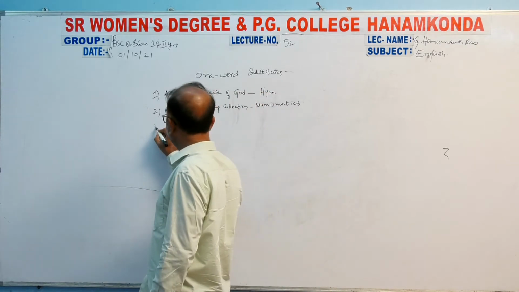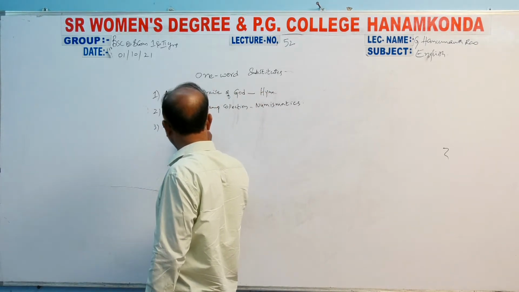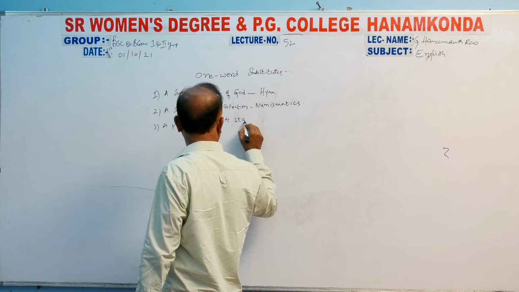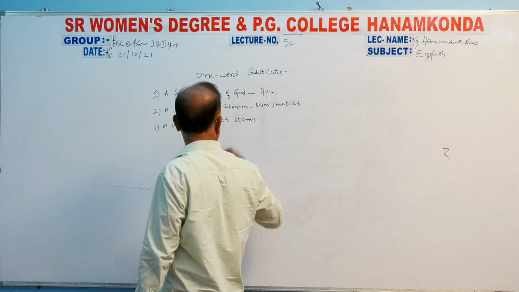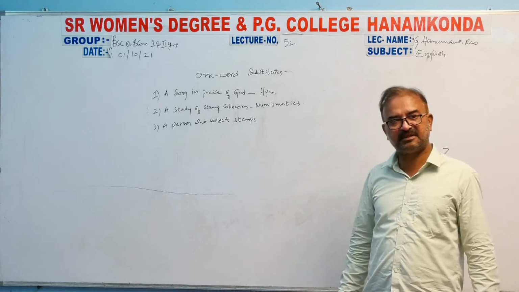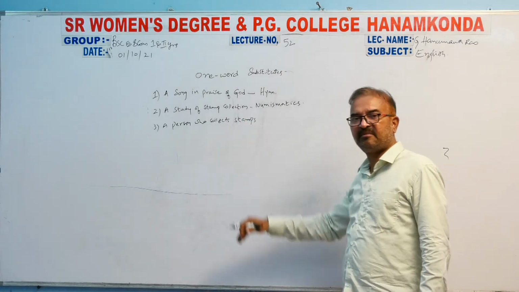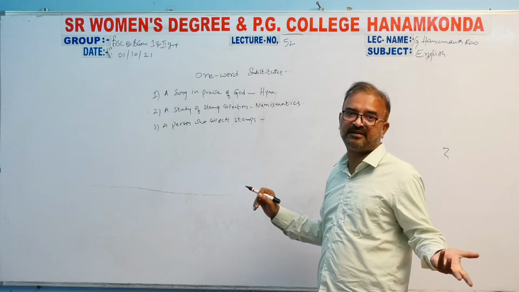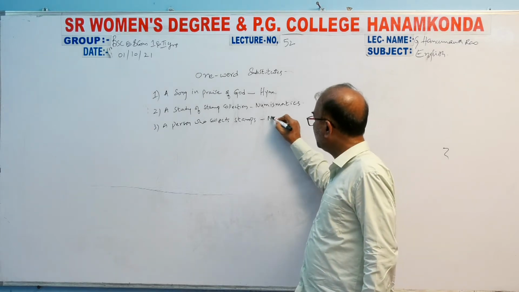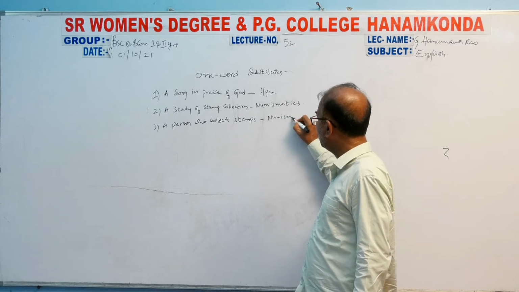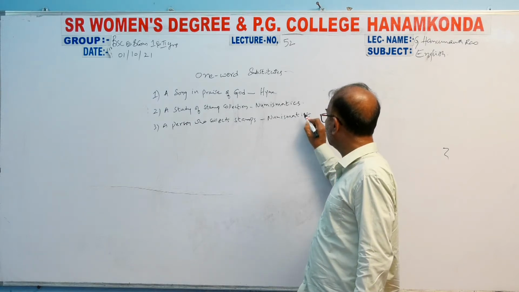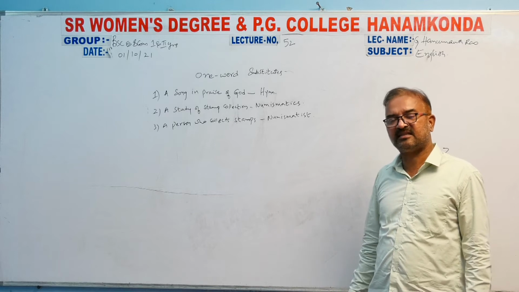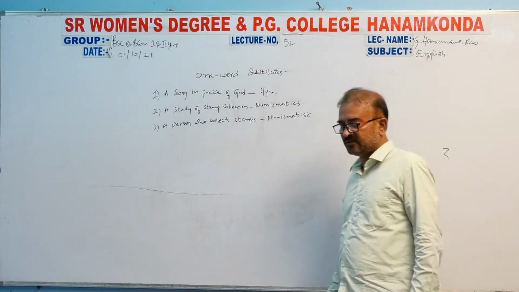Related to the same thing, a person who collects stamps. A person who collects stamps. Related to the same area, a person who collects stamps of different countries, different regions is called a numismatist. Numismatist. Okay. So another one.